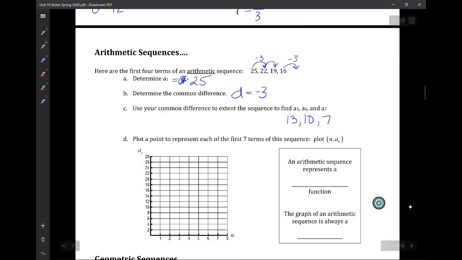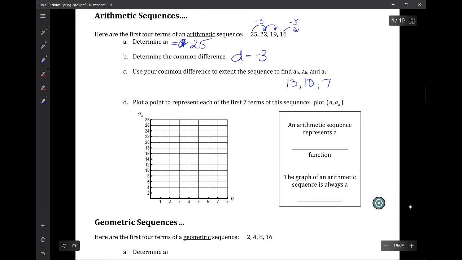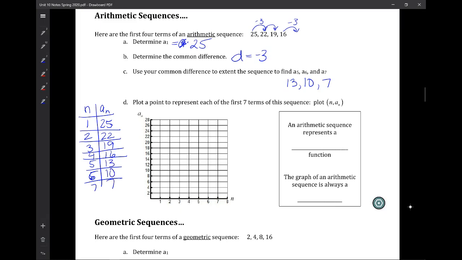That's all I'm doing. But now it's asking me to plot these as coordinate points. So you want to think of it as, what term number is it? Remember, the first term was 25, so that's A sub n, the value of the first term. The second term in the sequence was 22. The third term was 19. The fourth term was given, it was 16. And then we extended it to find the 5th, 6th, and 7th: 13, 10, 7.